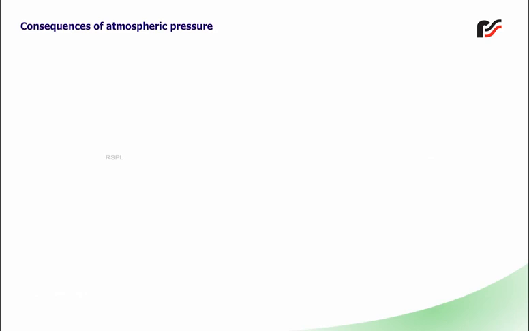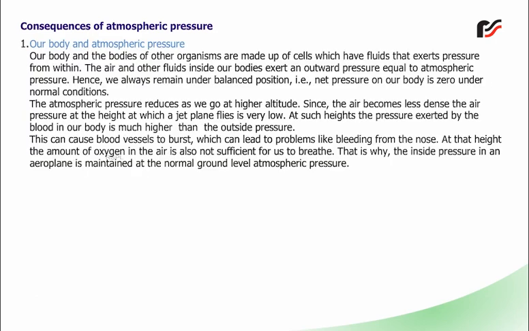Consequences of atmospheric pressure. 1. Body and atmospheric pressure. Our body and the bodies of other organisms are made of cells which have fluids that exert pressure from within. The air and other fluids inside our body exert an outward pressure equal to atmospheric pressure. Hence, we always remain in a balanced position. That is, the net pressure on our body is 0 under normal conditions.